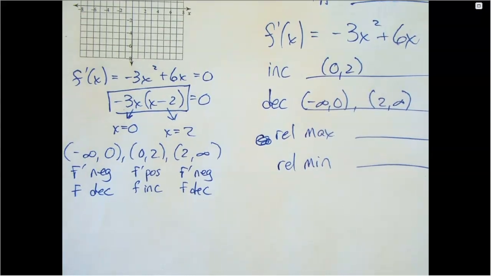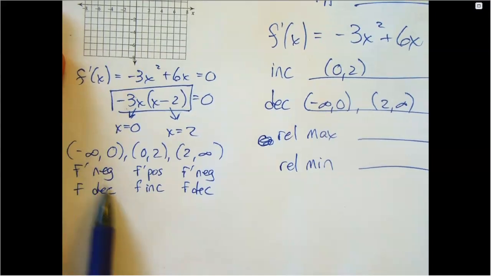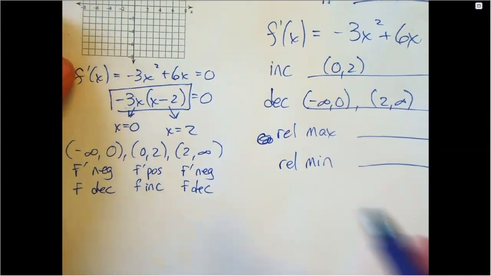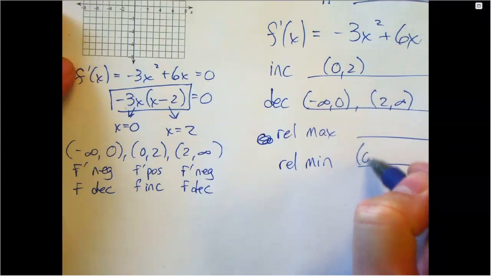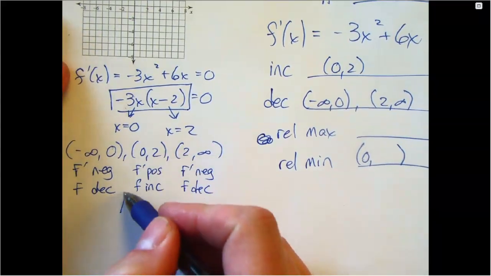So the last time we didn't have any max or mins, because nothing switched, but we do have some things switching here, and there are no asymptotes. So they're going to be legitimate max and mins. So at x equals 0, prior to that I was decreasing, after that I was increasing. That means there's a relative min at 0 comma something right here.